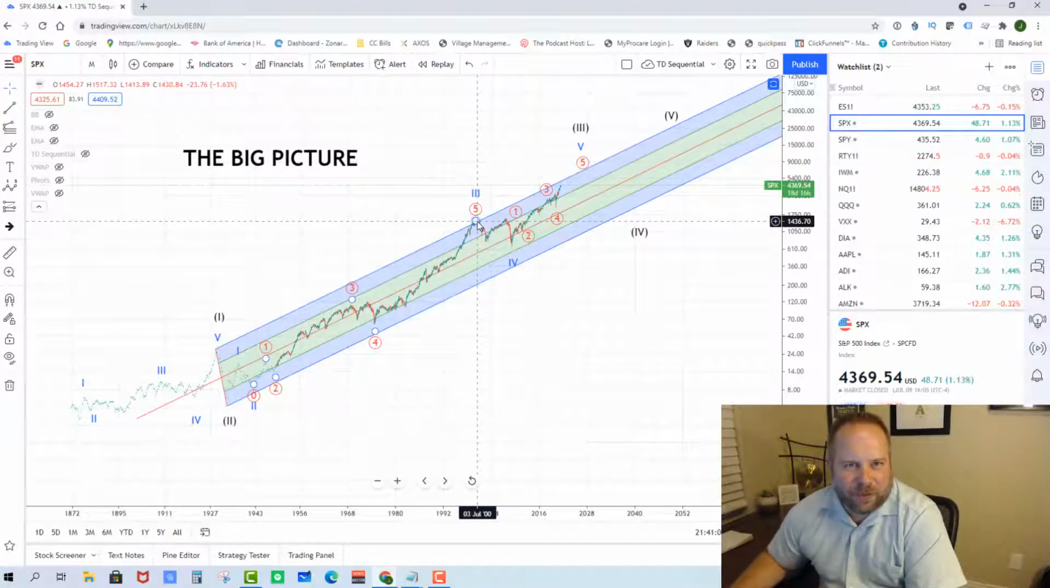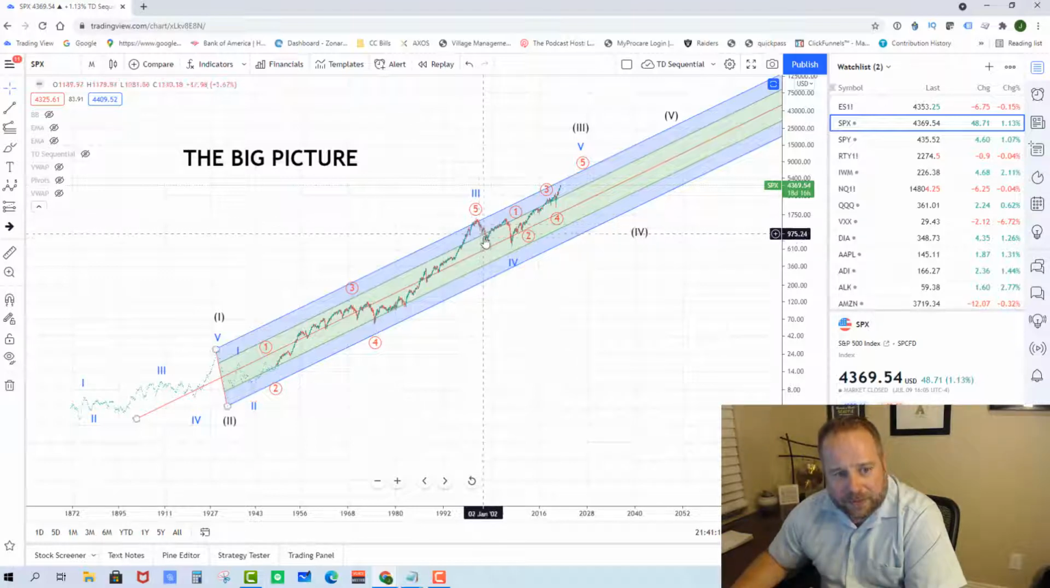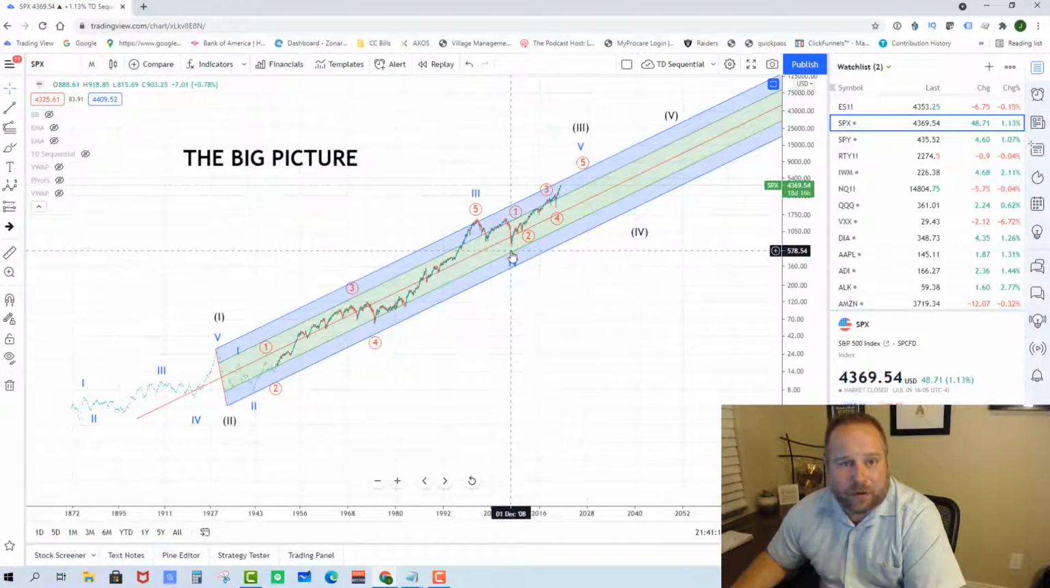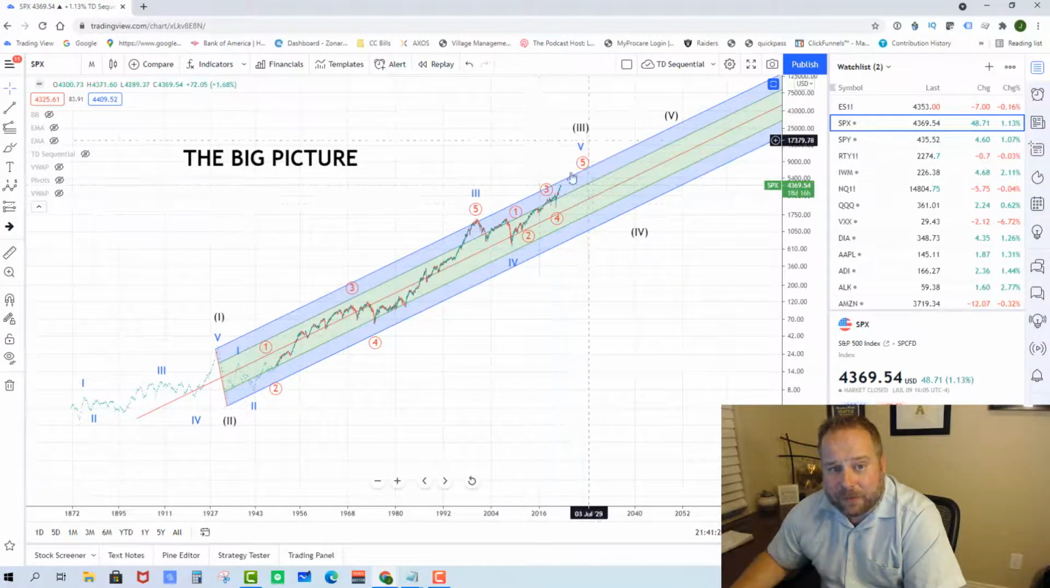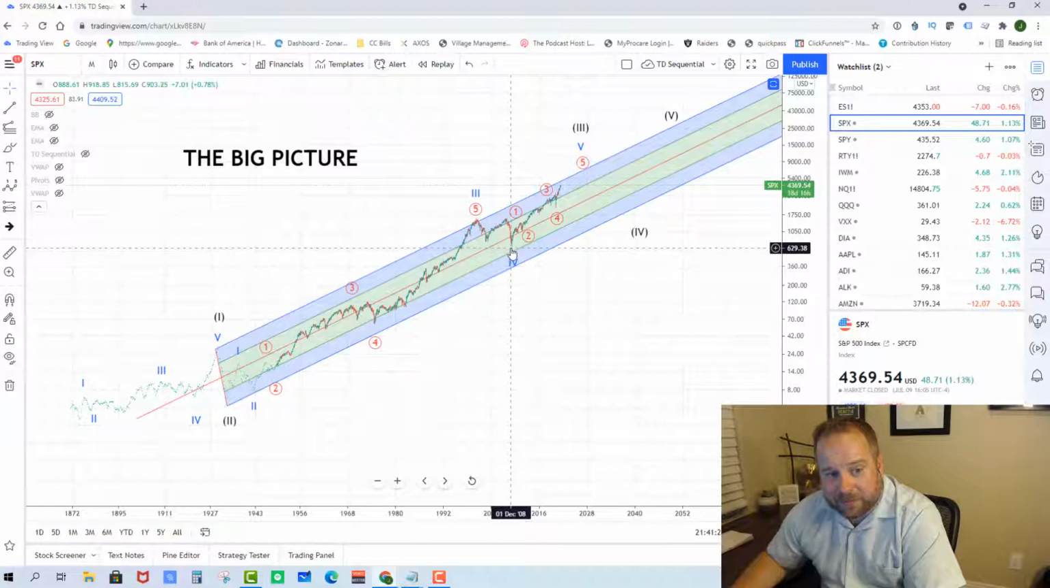All right, and then this is a really cool place. Because we're zoomed out so far, it's hard to see some of these ABC corrections, but you can see it pretty clearly here. You got A down, B up, and then C down was the 08-09 crash. And then from there, we've started building our 5 waves up in 5. Because we got 4 down right there. This is the bottom of blue 4. And we've started building this last 5 waves up.